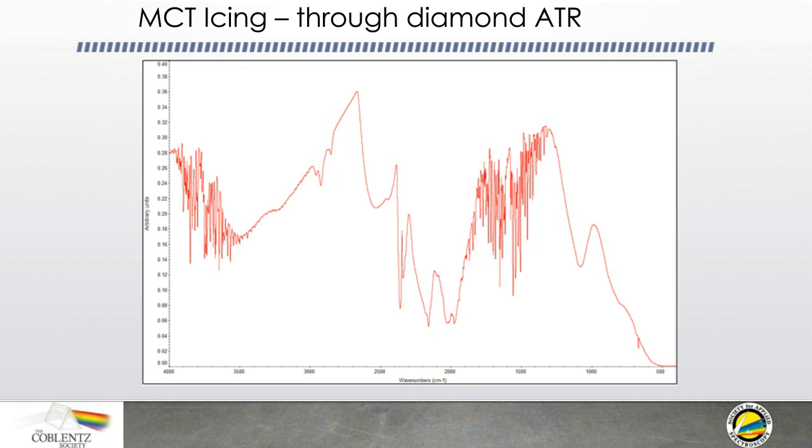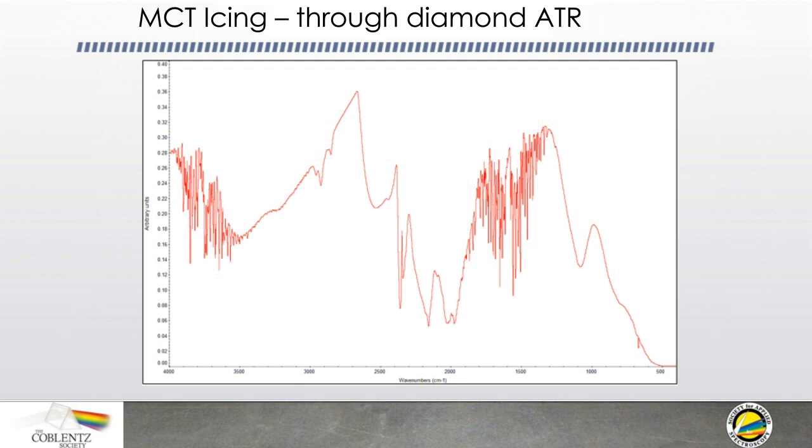You're looking at a Lorentzian, and the full width at half max, and what that refers to is looking at the band from the baseline to the top and then going halfway down. The full width at half max of most condensed phase materials is about 10 wave numbers. The Nyquist sampling frequency says that if you want to measure the resolution of an item, you want to have at least two data points for every resolution element.